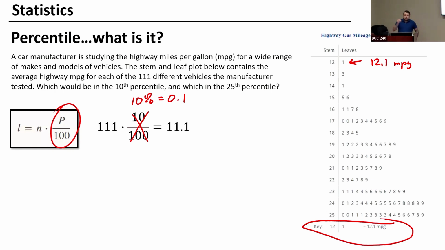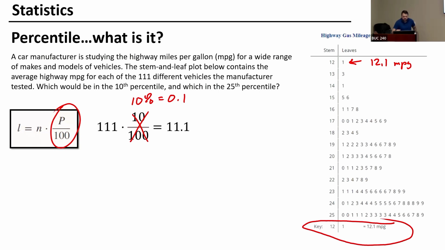Remember, whenever we are turning things into a percent, okay, we multiply by 100. Or sorry, divide by 100. Good. All right, so if you do the math to that, you're gonna get 11.1. Here's the problem. There's no data value up there that says 11.1.